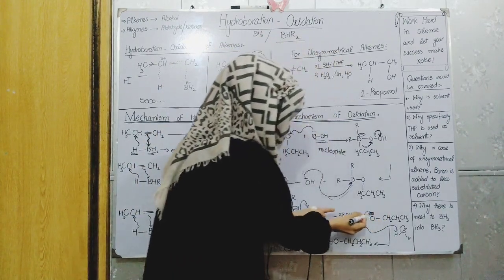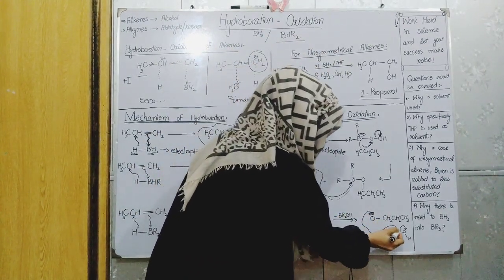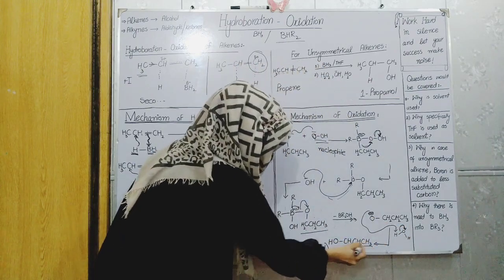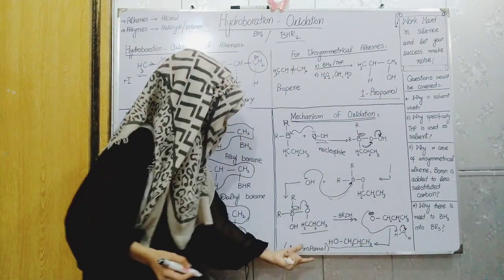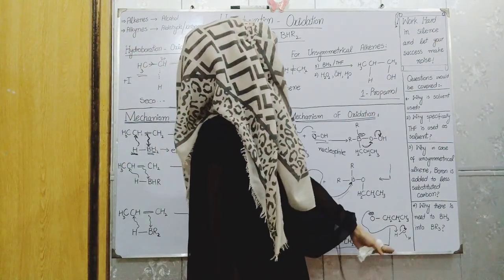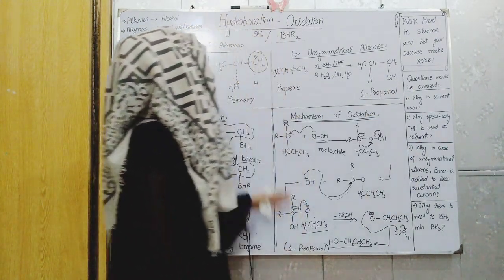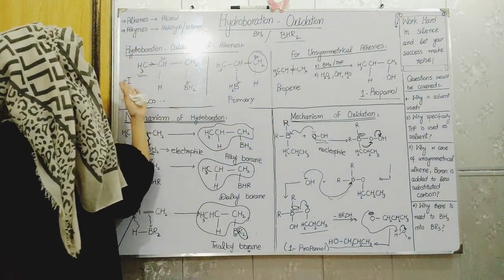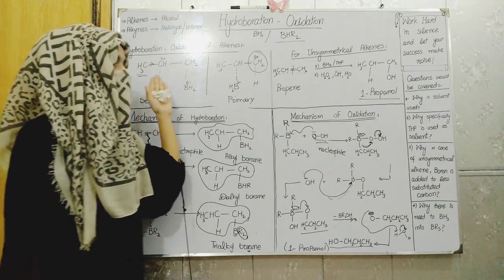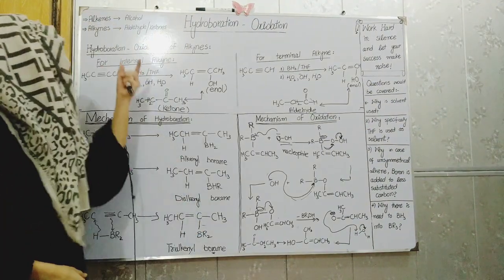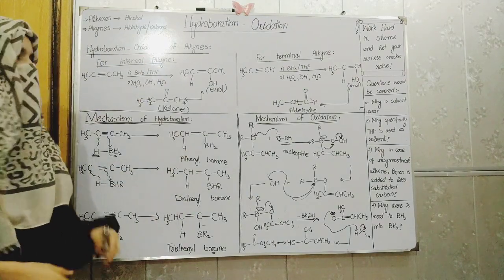And now this alkoxide takes a proton from water. This hydroxide again leaves, and we will get the desired product, that is 1-propanol and 1-propanol. So all these questions are covered, and this is all about the topic of hydroboration oxidation, specifically hydroboration oxidation of alkenes. Now we will see the hydroboration oxidation reaction for alkynes.